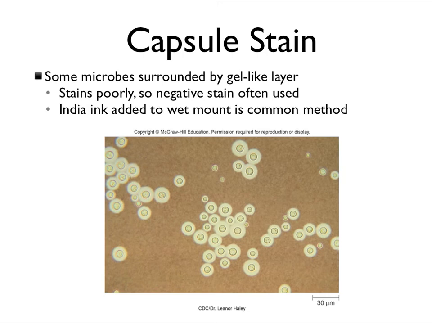You take advantage of the fact that stains don't like to stick to it, and you stain everything else. So you put a stain on the background of your slide, and then you have another stain that will stain the inside of the cell, and then the capsule is visible because it's where the stain isn't. It's the only thing that doesn't stain. So you can kind of see it by where the ink or the stain is not.